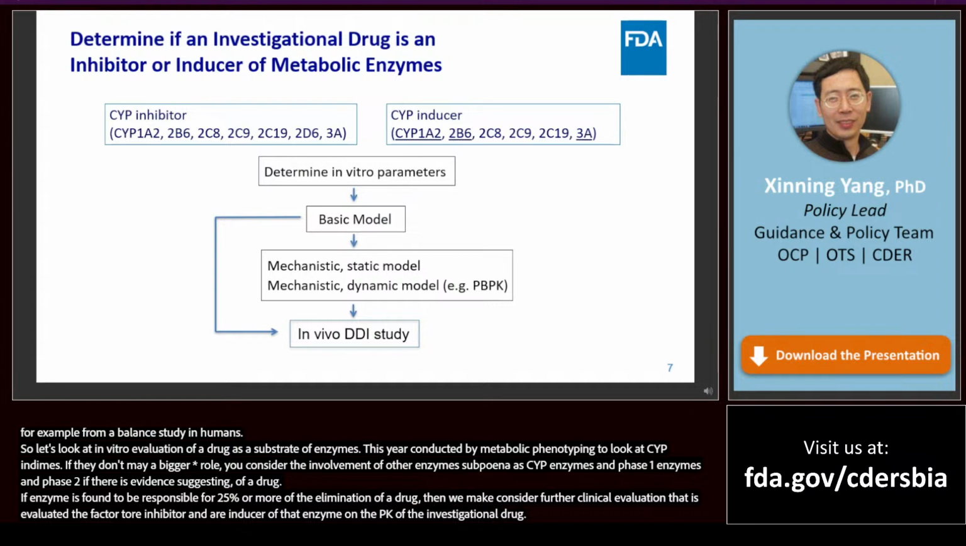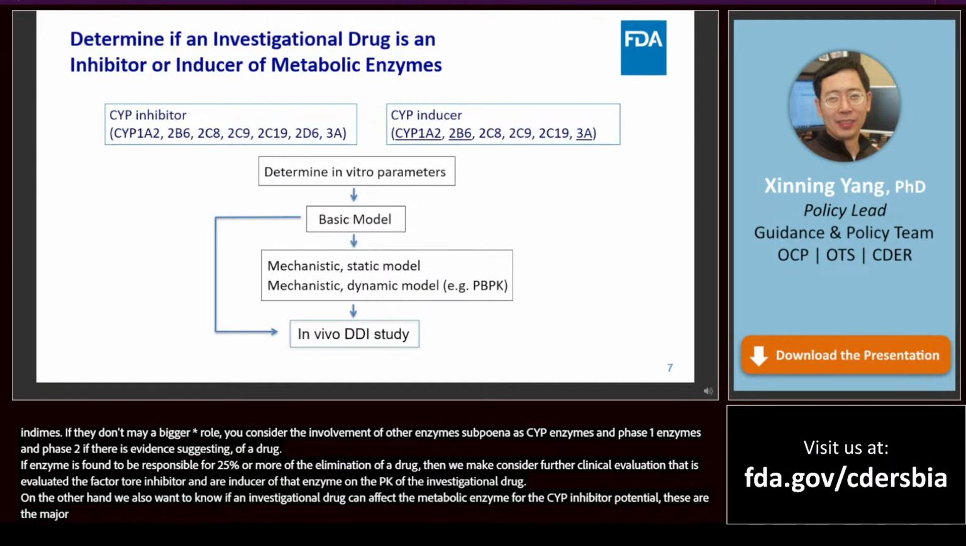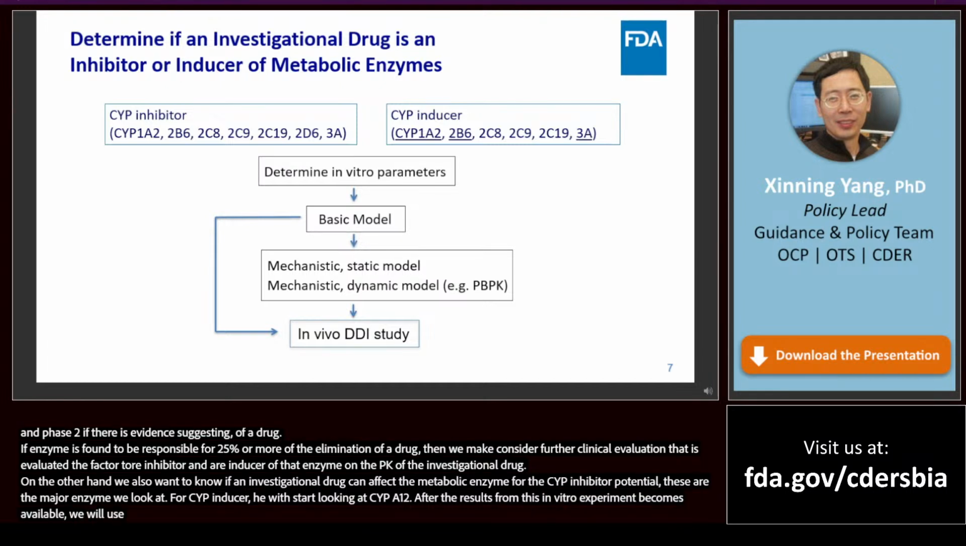On the other hand, we also want to know if an investigational drug can affect the metabolic enzyme. For the CYP inhibitor potential, these are the major CYP enzymes we usually look at. For CYP inducer potential, we usually start looking at CYP1A2, 2B6, and CYP3A. After the results from this in vitro experiment become available, we will use some simple models, as described later on, to make the initial assessment.